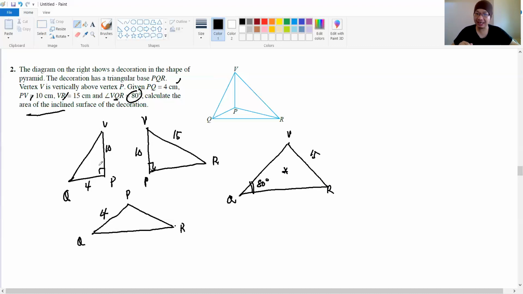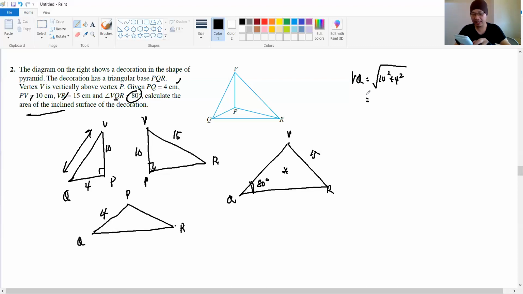Okay, no choice. So look at the diagram here. Since this is the hypotenuse, right? Hypotenuse, with 90 degrees and 90 degrees, we can find VQ. So to find VQ, VQ is your hypotenuse. So it will be the square root of 10 squared plus 4 squared. So how much is the answer?